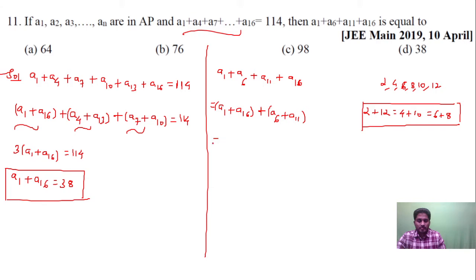So this equals 2 times (a1 plus a16). a1 plus a16, we just now found out. Let's call this equation 1. From equation 1, this will be equal to 2 into 38. So that is equal to 76. That's the answer, guys. The answer is option B. Let's move to the next question.